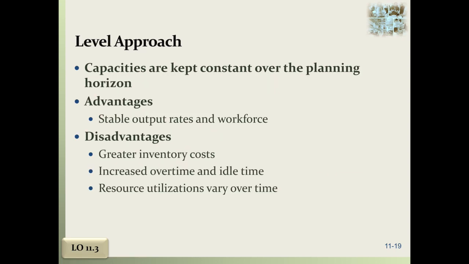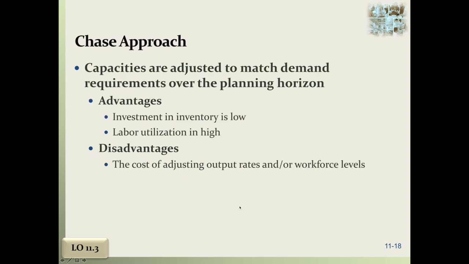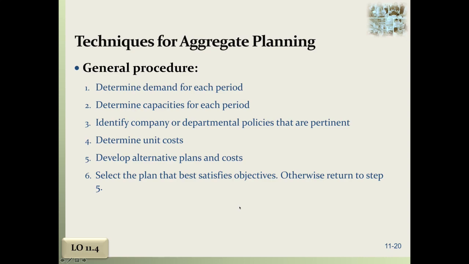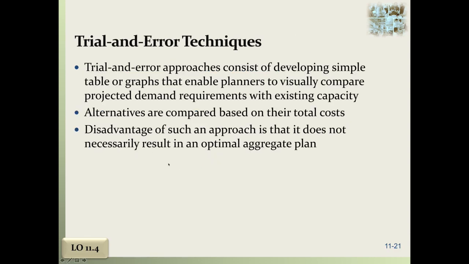On a level approach, the capacities are kept constant over the planning horizon, and the advantage is you have stable output rates and workforce, but you have greater inventory costs, perhaps increased overtime and idle time, and your resource utilization may vary over time. So there are positives and negatives to both. Some other techniques for aggregate planning: the actual process is to determine the demand for each period, determine your capacities for each period, so make sure you can identify those, identify company or departmental policies that are pertinent, determine unit costs, develop alternative plans and costs, and then select the plan that best satisfies your objectives.